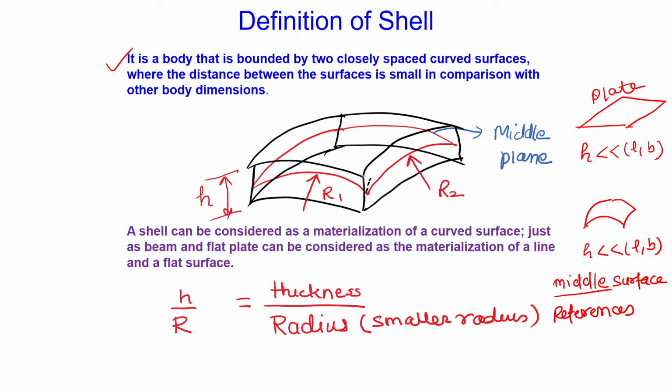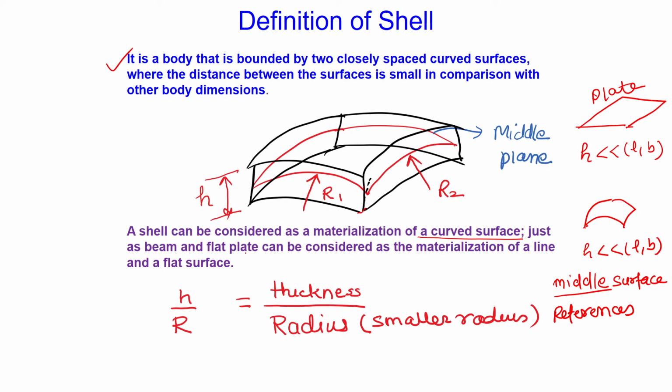If you make another surface, let us say plus h by 2 and bottom minus h by 2, and close it, it will become a shell element. A shell can be considered as a materialization of a curved surface. It is, I would like to say, an essential component that its surface should be curved. It may be in one direction or in two directions, but it must have curvature.